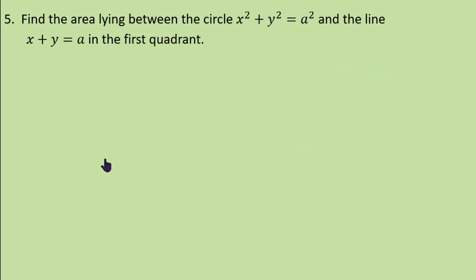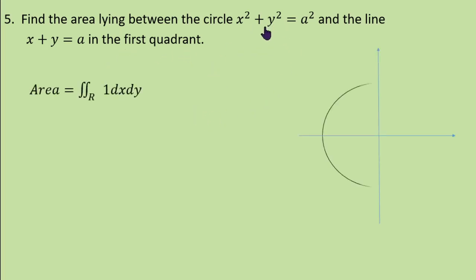One more example. Find the area lying between the circle x square plus y square is a square and the line x plus y equal to a in the first quadrant. So you know the equation of the circle is x square plus y square equal to a square, which means the center is the origin and the radius is a. And the line x plus y equal to a.